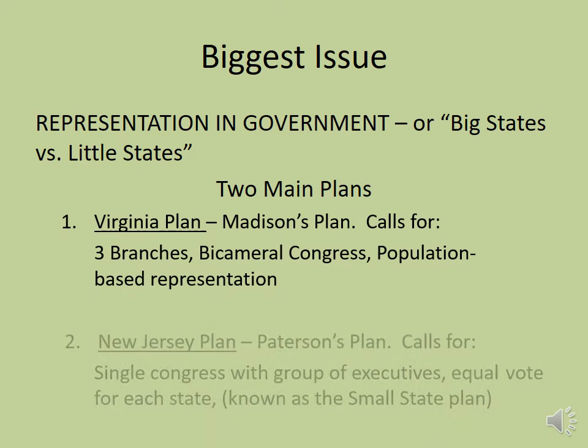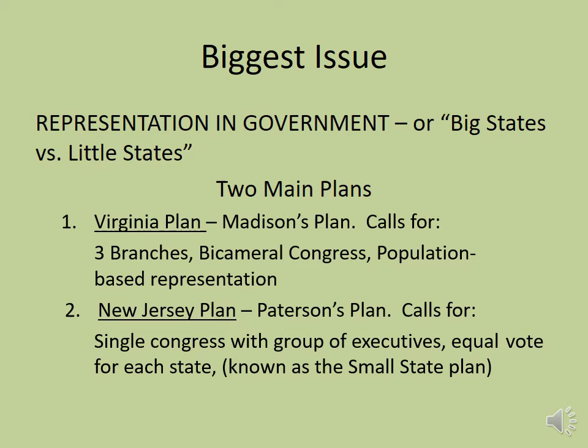So the biggest issue at what would be known as the Constitutional Convention would be representation in government, or big states versus little states. During the spring and summer months of 1787, two plans for government start to surface. The first plan was called the Virginia Plan.